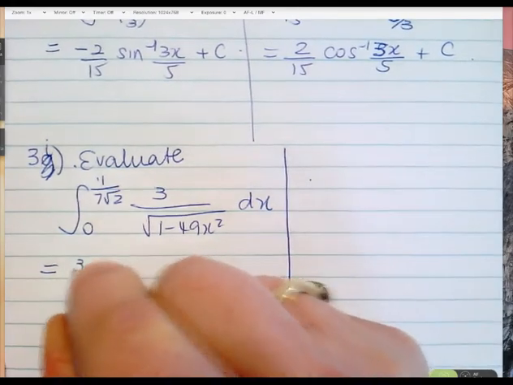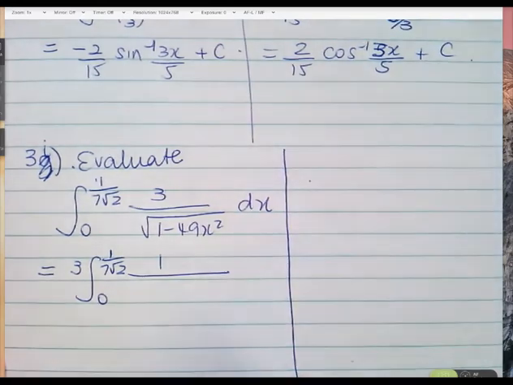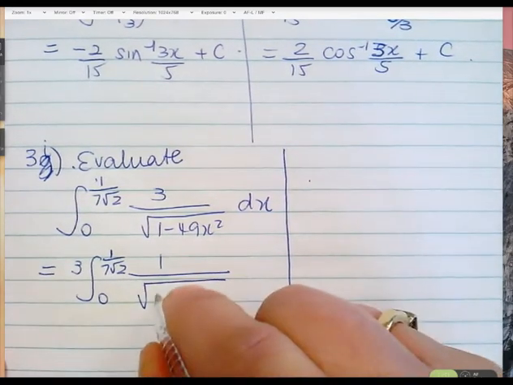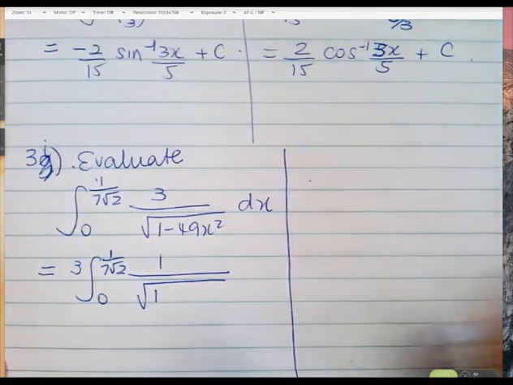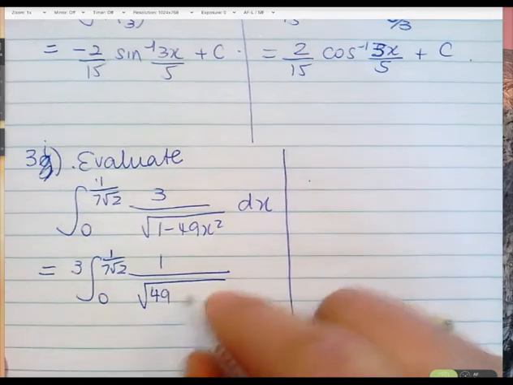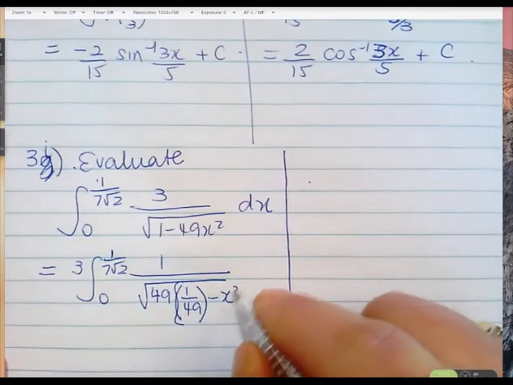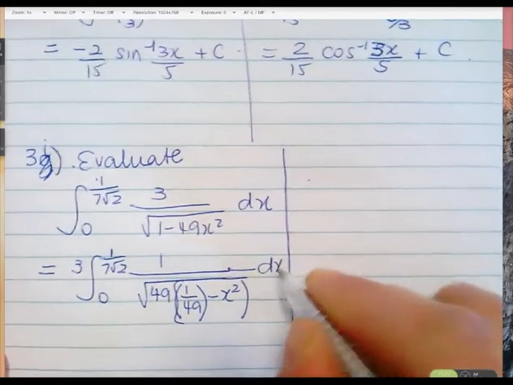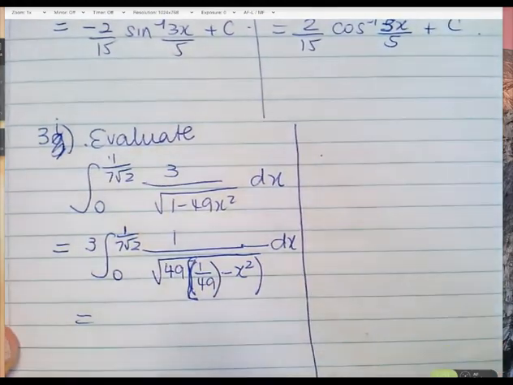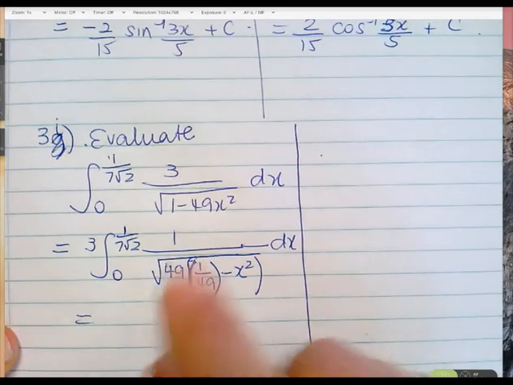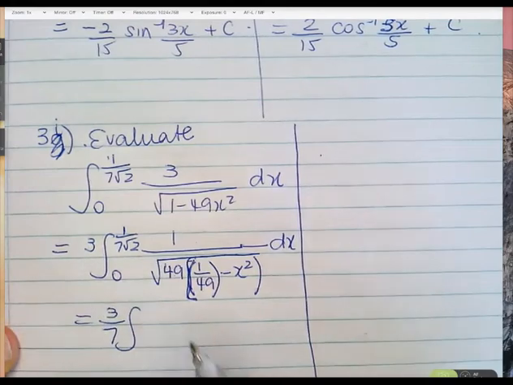We pull out the 3, 1 over 7 root 2, 0. 1 over, we need a squared minus x squared, so what's it going to be? Do you know what you're pulling out? I need an x squared. I've got to pull 49 out. 49, 1 over 49 minus x squared dx. I shouldn't probably put that 1 on 49 in brackets as well. So what do you end up with? 3 on 7, because the square root of 49 is 7, it comes out.